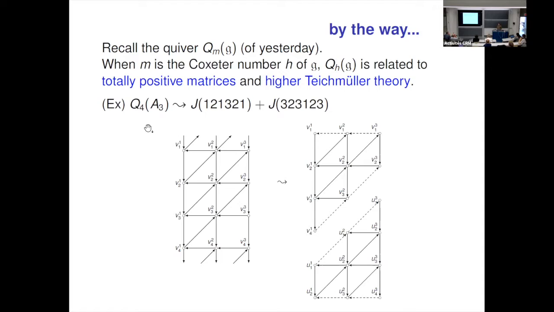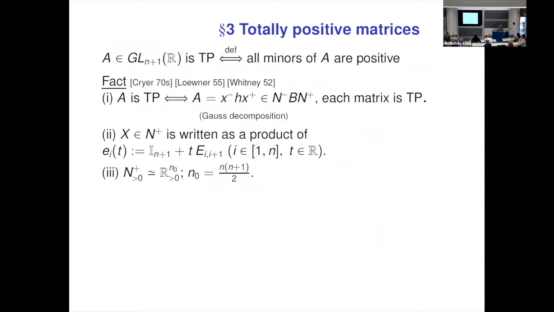So if you cut this quiver into two almost same quivers, then you will find this quiver appear. And actually this dashed arrow has weight half. And if you glue two such dashed arrows, then you get the original arrow. So this operation from right to left is called amalgamation. And sometimes this appears in the cluster story.